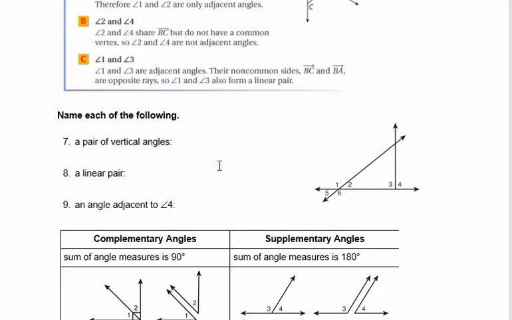You're just going to name a pair of vertical angles, a linear pair, and then an angle adjacent to angle 4. These angles are numbered, so one way that you can name an angle is with a number inside of the angle. So angle 1 is referring to this one over here. Remember that vertical angles are opposite each other when you have an X or intersecting lines. So 2 and 5 are vertical angles, 1 and 6 are vertical angles, 3 and 4 are not vertical angles.